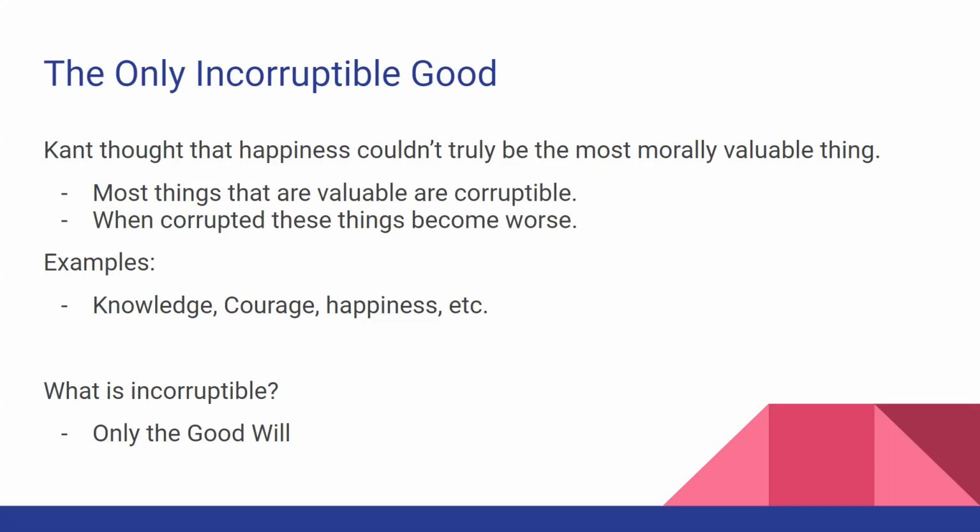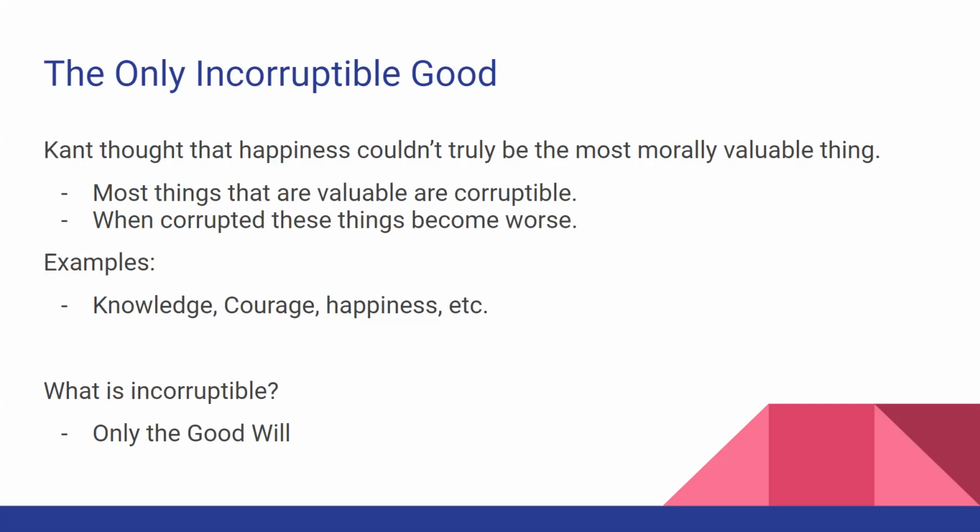So imagine a bad person that's extremely happy, right? You've got a person that's objectively morally awful, but things go well for them, and so they are happy. Well, doesn't that seem wrong? Doesn't it seem like they deserve to be unhappy because they are so bad? Kant thinks in this case, the happiness of this person is in some sense corrupted.